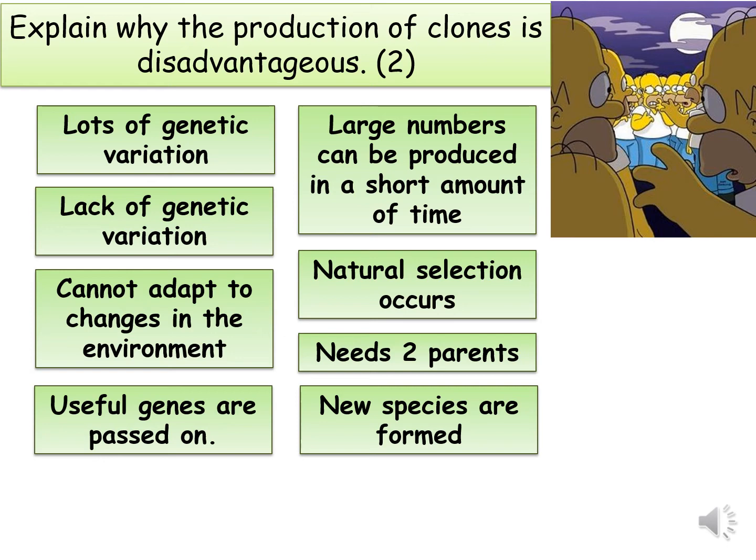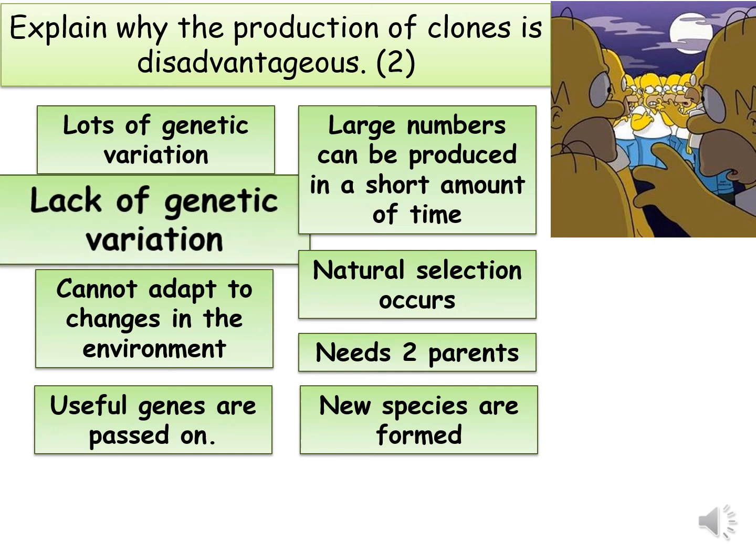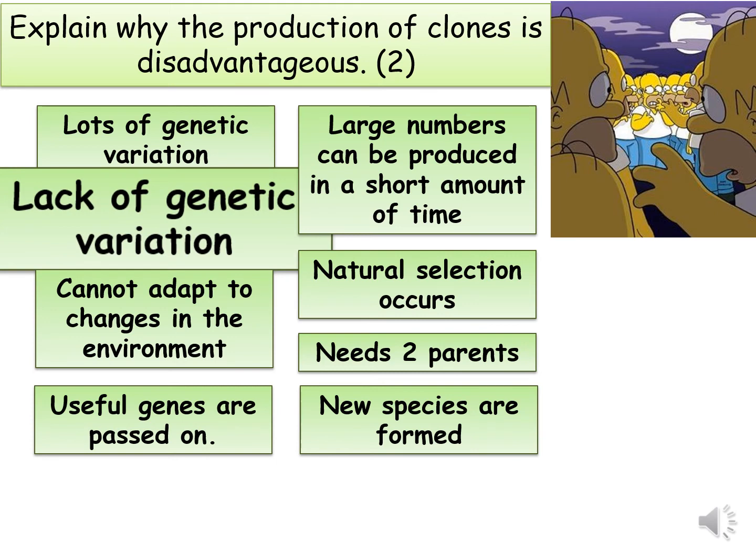So what answers did we get? Let's look at the question again. Explain why the production of clones is disadvantageous. So we know a clone is identical to the parent cell. So if it's identical, this means it will have a lack of genetic variation. Secondly, it cannot adapt to the changes in the environment.